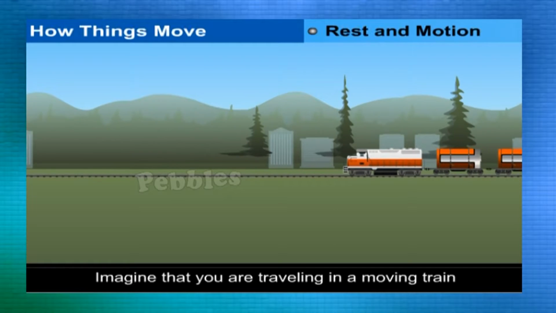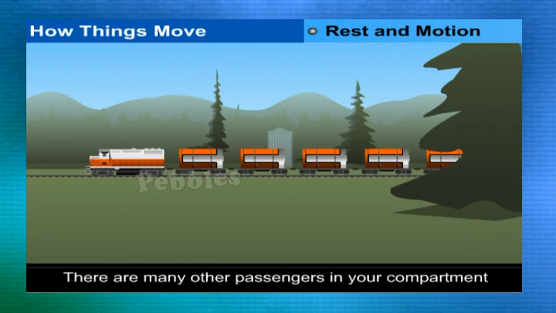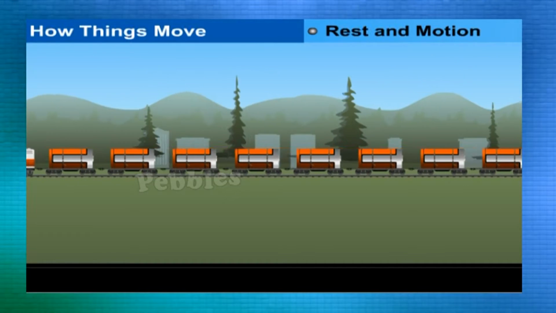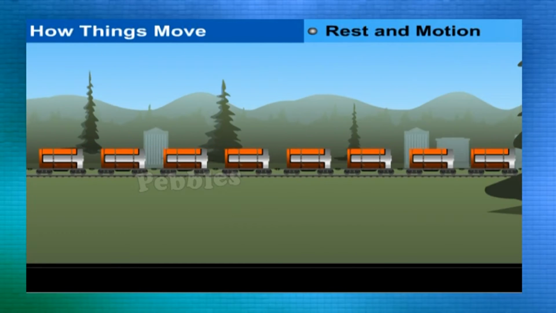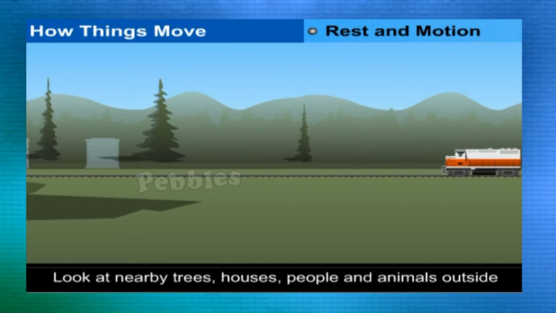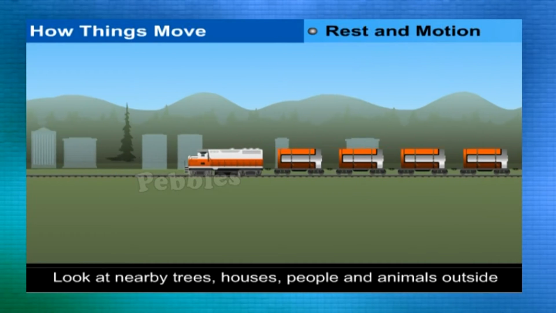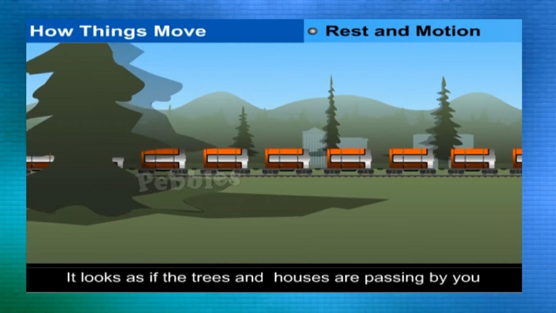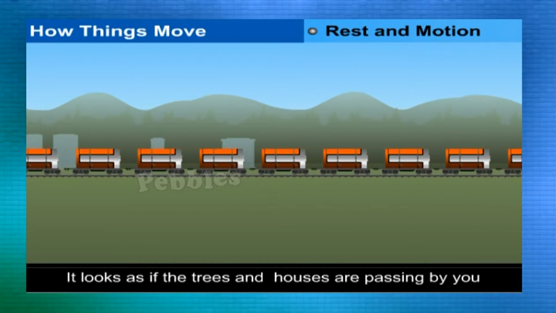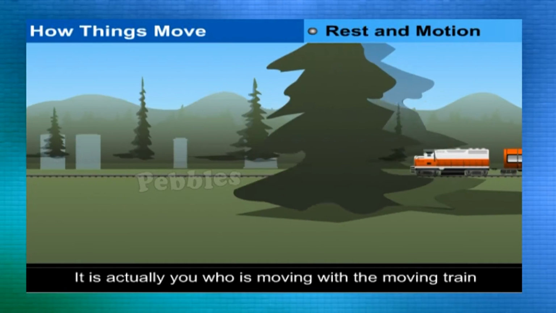Imagine that you are traveling in a moving train. There are many other passengers in your compartment. Is there any change in your position with respect to another passenger sitting by your side, even though you are moving with the train? Look at the nearby trees, lampposts, houses, people, and animals outside. It looks as if the trees, houses, and lampposts are passing by you at a great speed. But houses and trees do not move. It is actually you who is moving with the moving train.